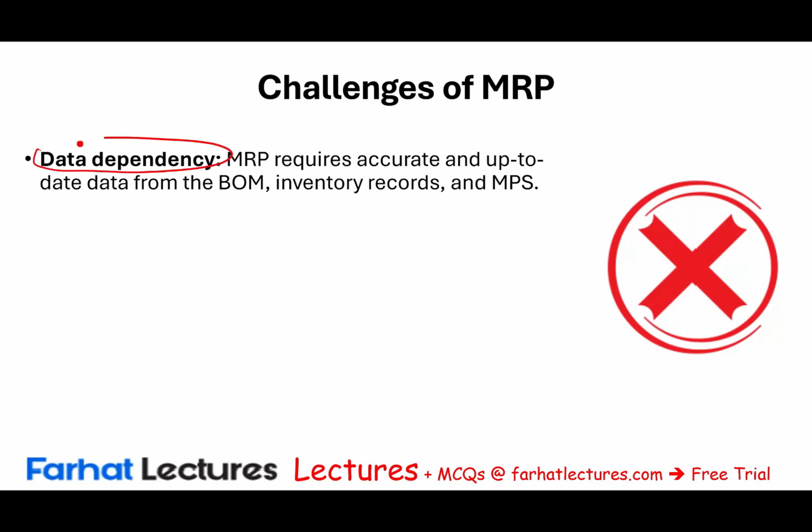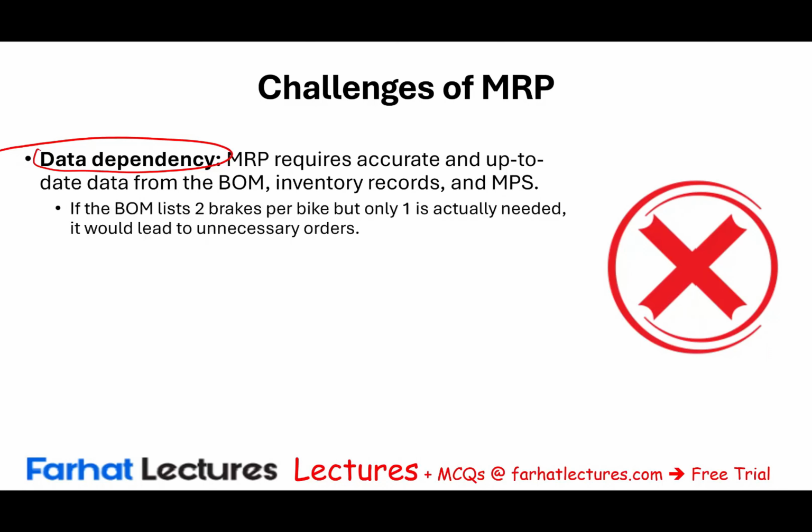It's data dependency. I'm sure at some point they will have AI in those MRPs, but we're not talking about this. So if the bill of material lists 2 brakes per bike, but only 1 is actually needed, it would lead to an unnecessary order. So you already have in your system programmed that you need 2 brakes per bike. But if only 1 is actually needed, if you have a bike where you're only using 1 brake, you would overorder.